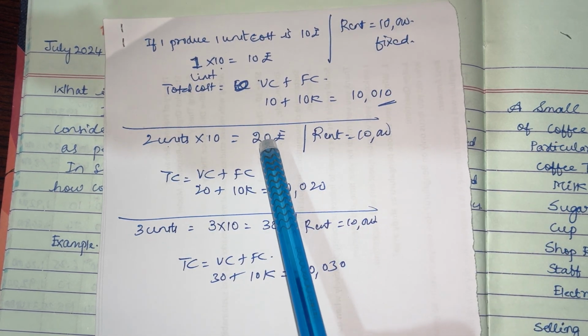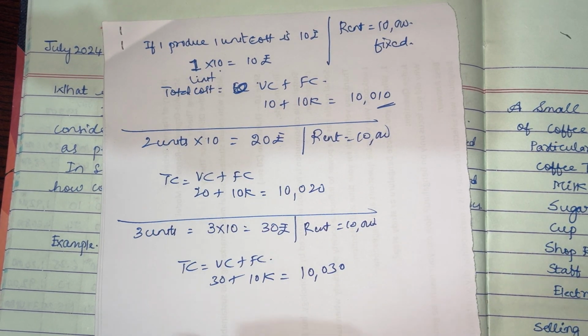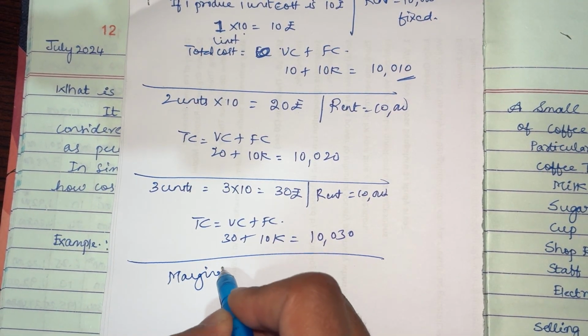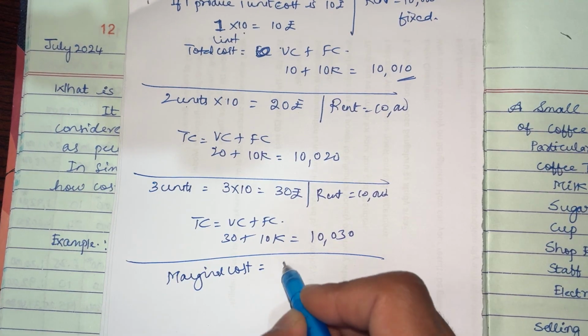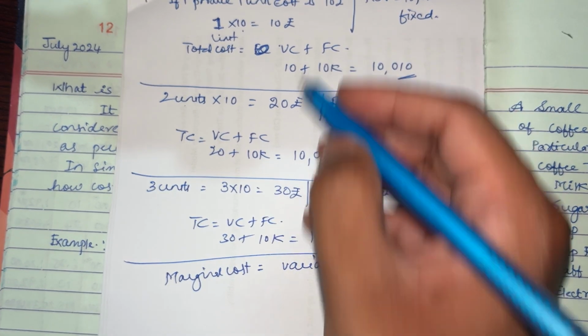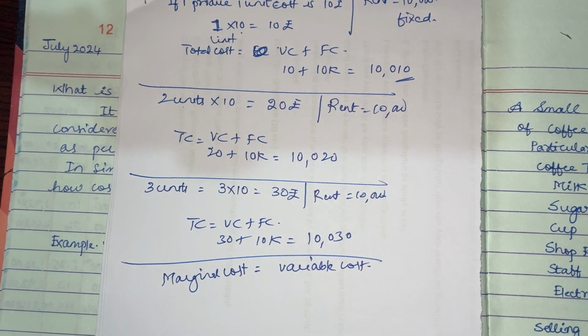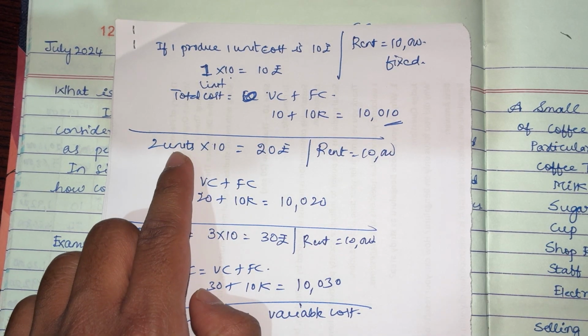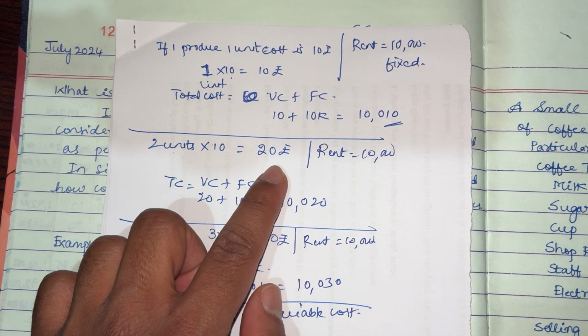The additional cost that I incur to manufacture one additional unit is measured with the help of variable cost. And to sum it up very simply, I can write it like this: my marginal cost is nothing but variable cost. So it helps me to analyze the additional cost that I incur to manufacture one additional unit. Say for example, if I am manufacturing 2 units, my variable cost is 20 rupees.